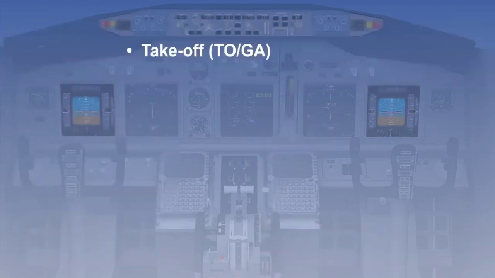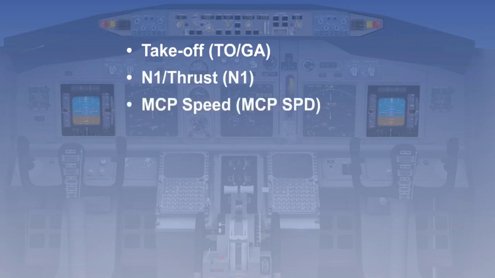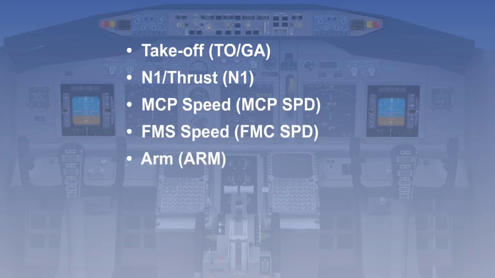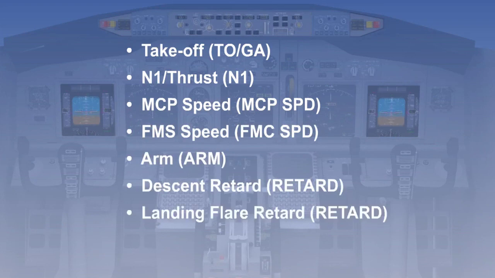During this lesson, you learned about the different auto throttle modes, including takeoff, N1 or thrust, mode control panel speed, flight management system speed, arm, descent retard, landing flare retard, and go-around.